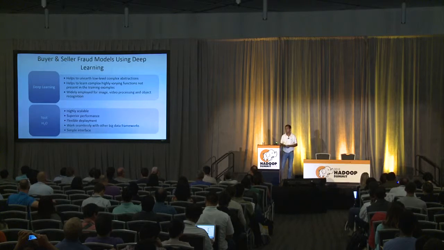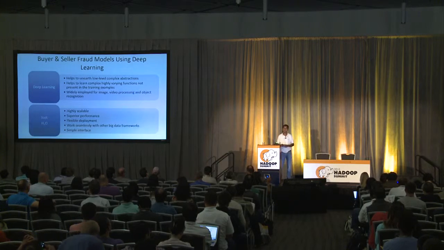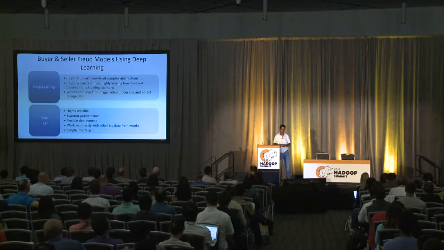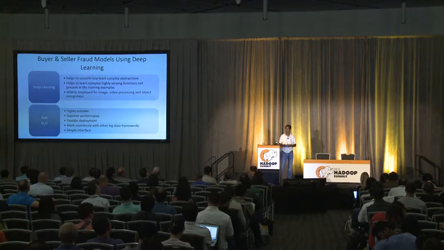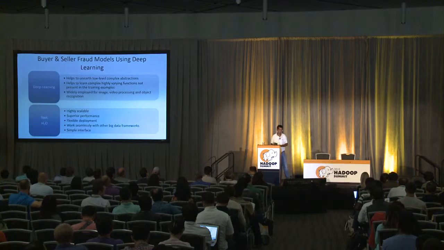Obviously, because of the scale of the data we are looking at, we always want a scalable architecture where we can scale out just by adding additional nodes to the existing cloud. It also works seamlessly with other big data frameworks. For example, they have an integration with Spark, and we can pull the data from HDFS. This is where most of our data sources are.